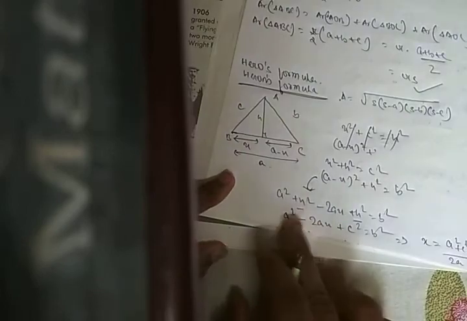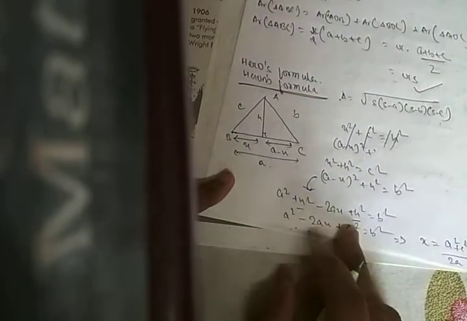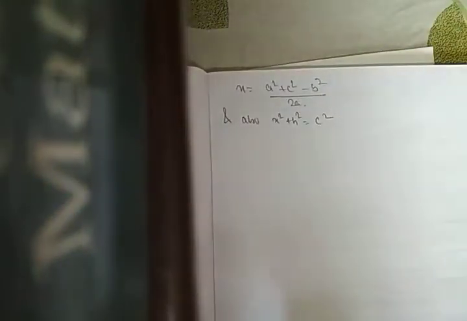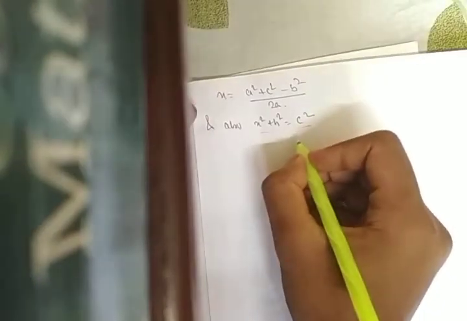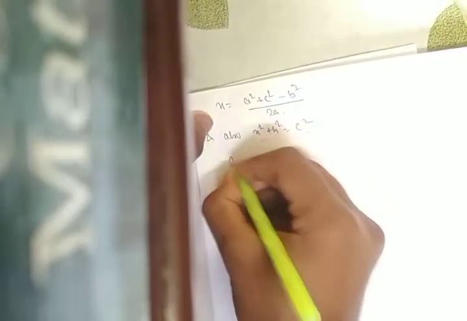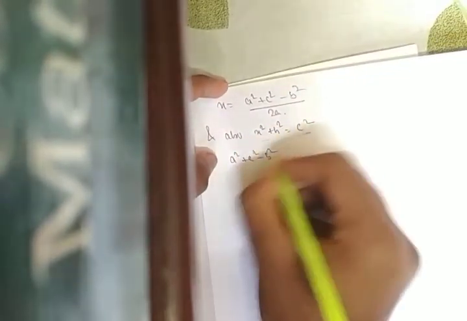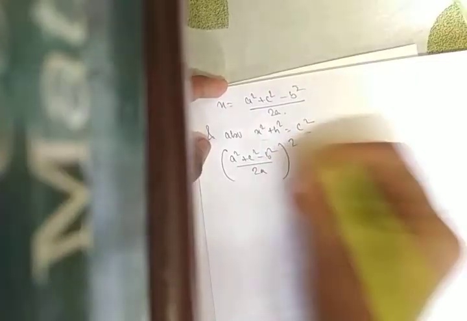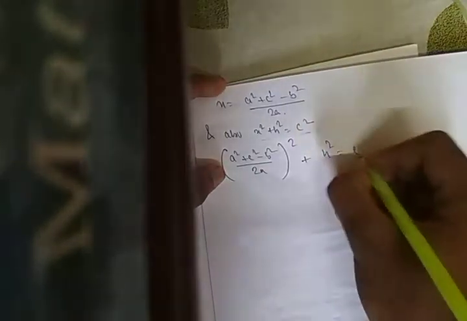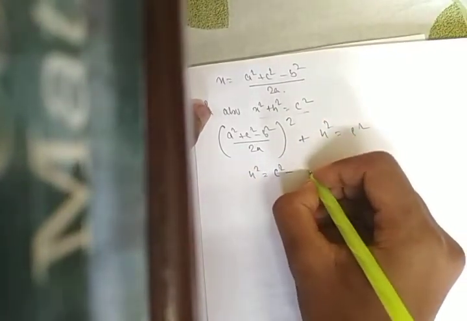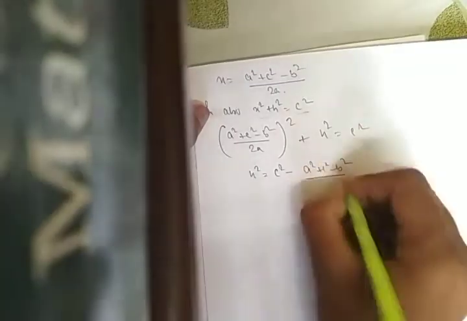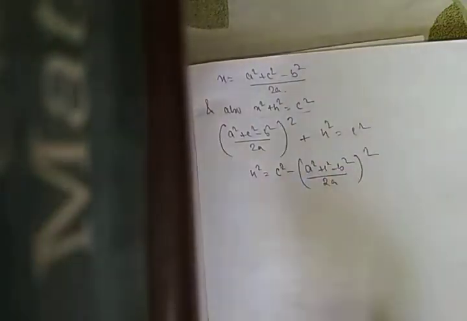So that is the value of x, derived from the Pythagorean theorem which I wrote earlier. If I put the value of x here, then it turns to ((a square plus c square minus b square) by 2a) whole square plus h square equal to c square. Then h square turns out to be c square minus ((a square plus c square minus b square) by 2a) whole square.